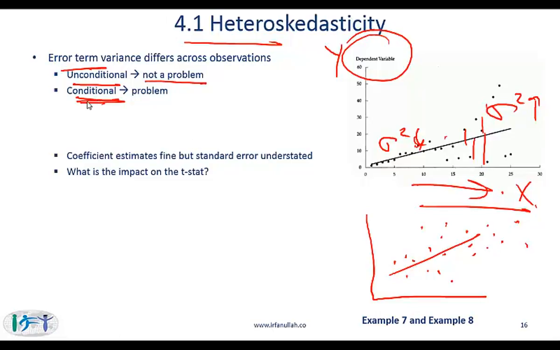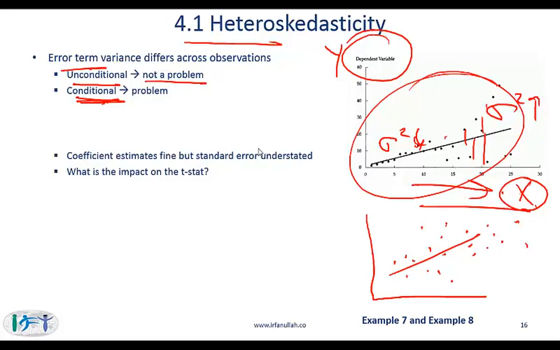The problem is when we have conditional heteroscedasticity. There the variance of the error term depends on x. If you just look at the scatter plot over here, does this look like unconditional or conditional heteroscedasticity? Conditional, because as x increases, the variance of the error term is increasing. Right? So in general, if we say we have a heteroscedasticity problem, we mean that we have a conditional heteroscedasticity problem.